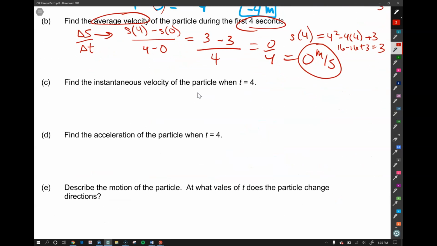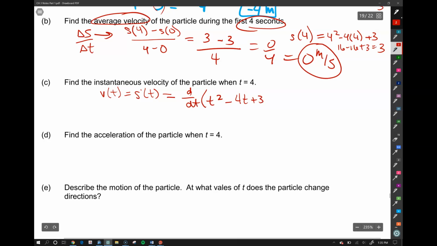We want to find the instantaneous velocity. What would be great is to find the velocity equation. Then I can just plug in my time, figure out what the velocity is at that moment. How do I find velocity from a position equation? Velocity is the first derivative of position. So I need to do d/dt of the equation at the top, which is t squared minus 4t plus 3. So what is my velocity equation?